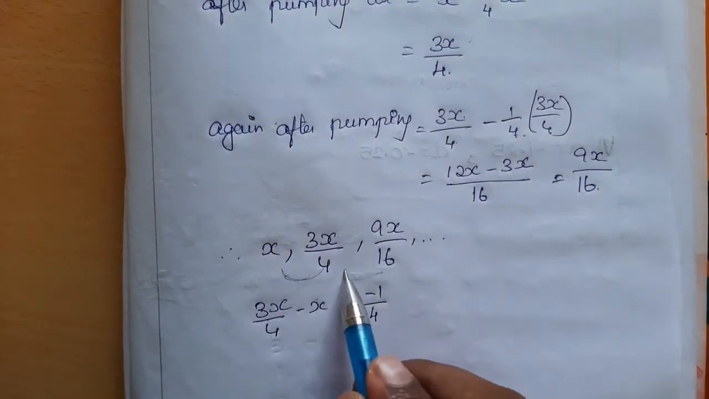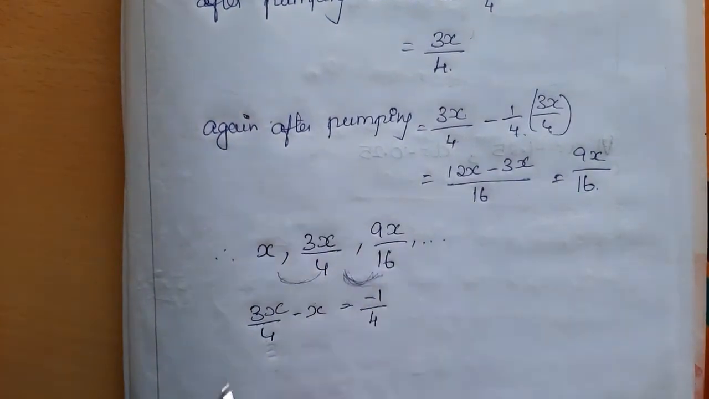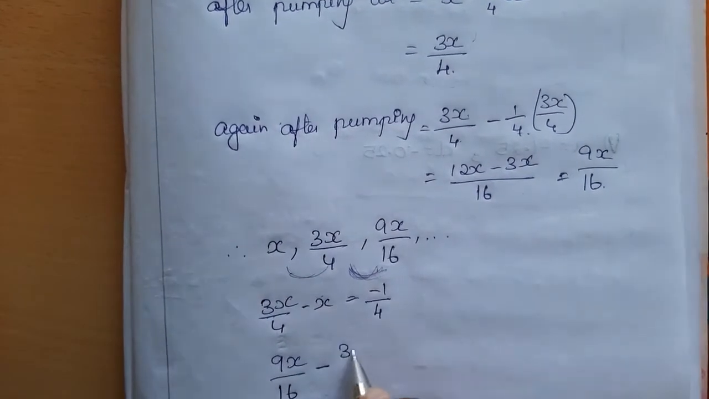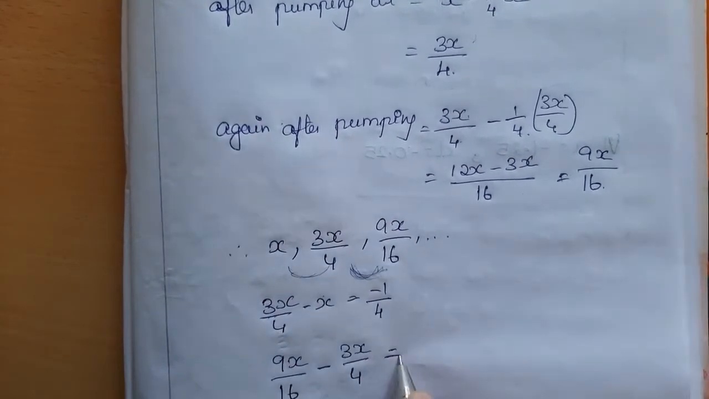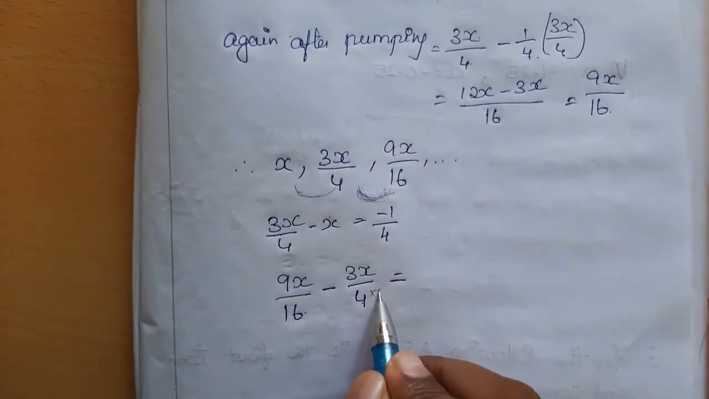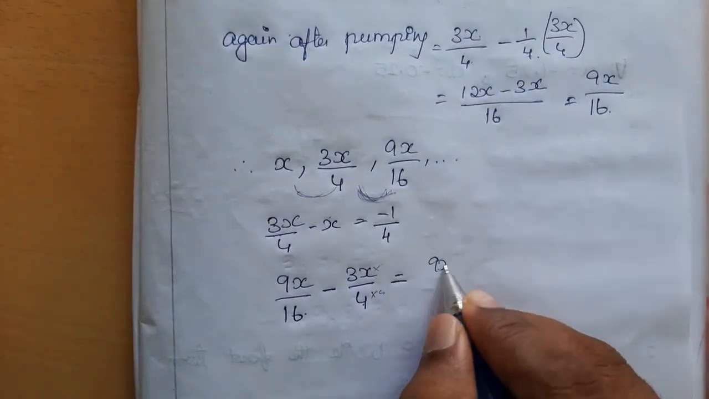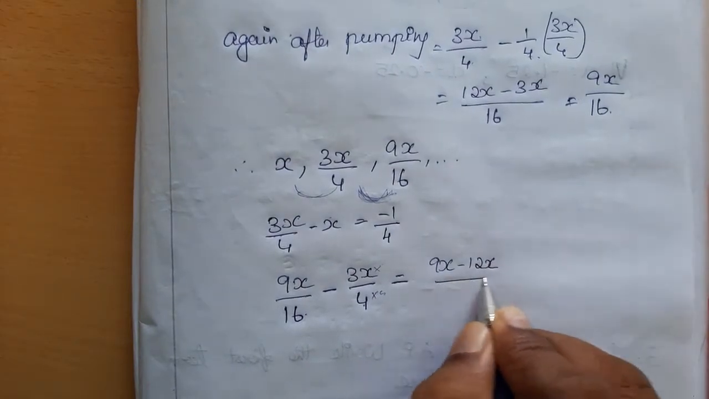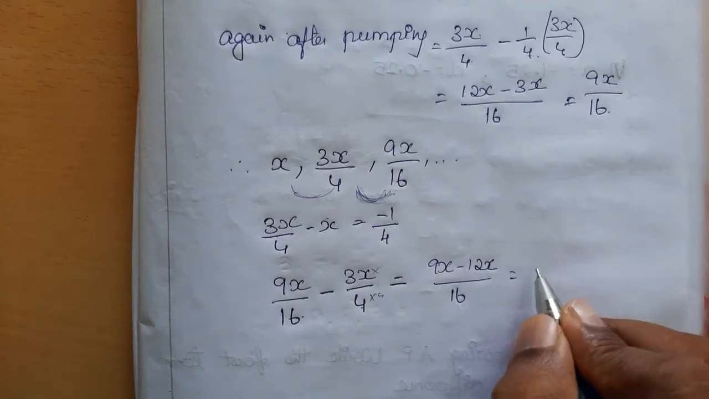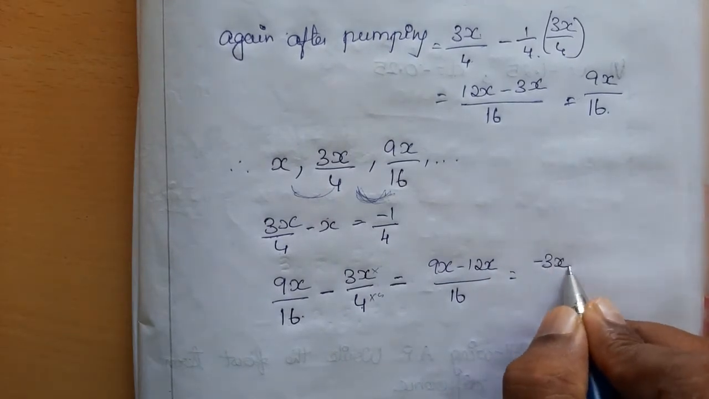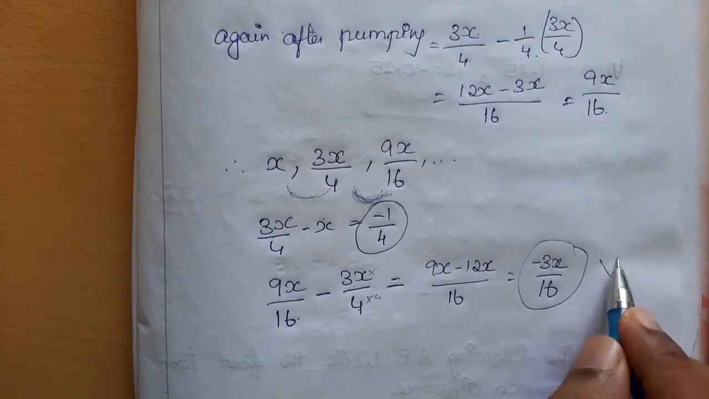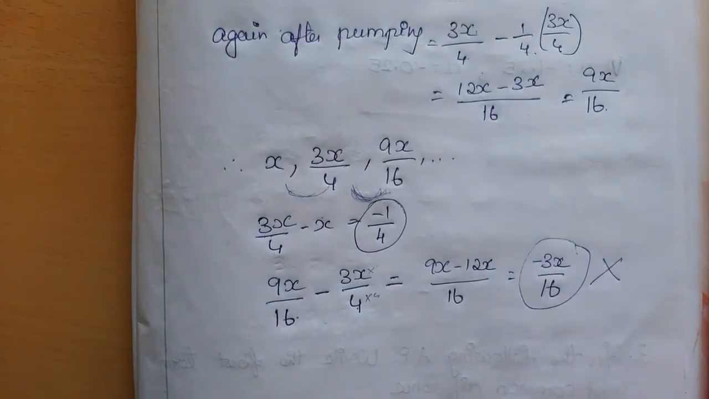Next we will find the difference of these consecutive terms: 9x by 16 minus 3x by 4. Here we have to take an LCM, right? 4 into 4 is 16, so into 4, so 12. 9x minus 12x divided by 16, which is equal to minus 3x by 16. Whether these common differences are the same? No, right? So it is not an AP.